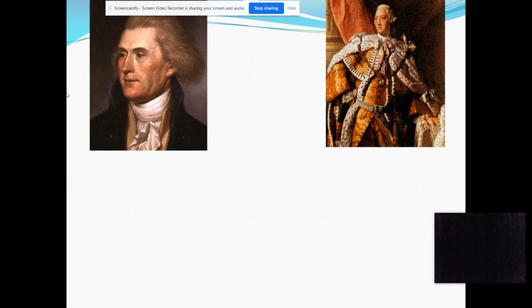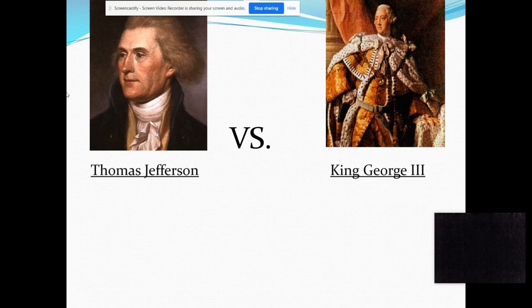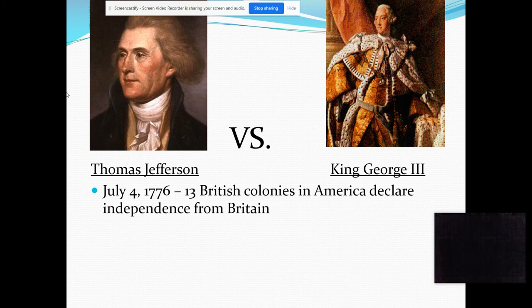All right. So finishing up, on the left-hand side, you have Thomas Jefferson, and on the right-hand side, you have King George III. July 4th of 1776, 13 British colonies in America declare independence from Britain. Now, that does not mean at all that they were independent. They knew that what they were doing was not just treason, but declaring war. So now these people in the colonies had to form an army to fight the best army in the world, which was the British Army.